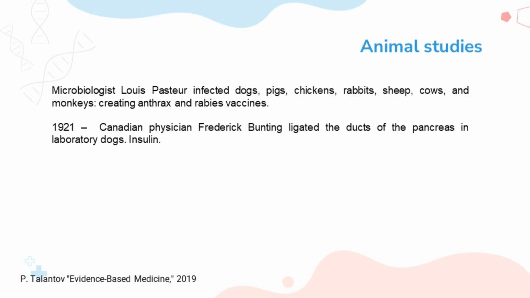Microbiologist Louis Pasteur conducted groundbreaking experiments by infecting dogs, pigs, chickens, rabbits, sheep, cows, and monkeys. His work led to the development of vaccines for anthrax and rabies. In 1921, Canadian physician Frederick Banting made a major discovery in diabetes research. He ligated the ducts of the pancreas in laboratory dogs, which ultimately led to the discovery of insulin, a life-saving treatment for people with diabetes.